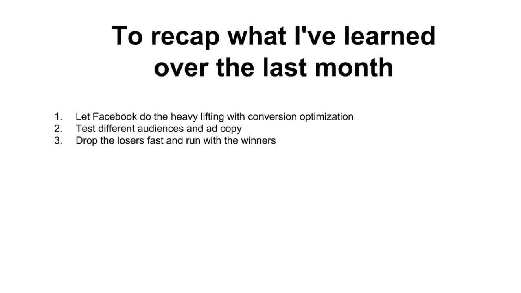Number 3, drop the losers and run with the winners. If a campaign's not working, just drop it fast and keep your winners and test a different one against it. That's how you'll find the magic combination that'll work for you.